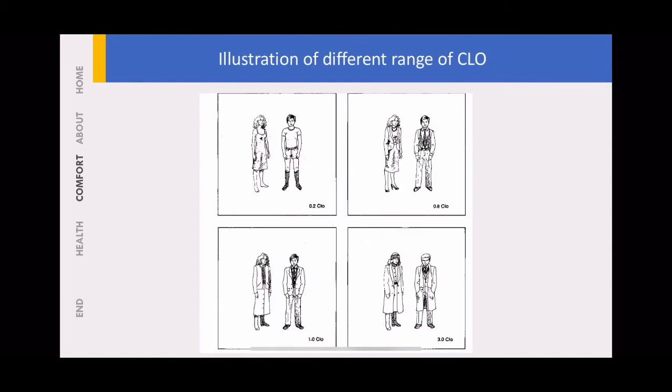Okay, so the next slide is showing some kinds of clothing. This one is very slim clothing. It is labeled 0.2 CLO. Office attire is 0.8 CLO. A thicker office attire will be 1 CLO, and very thick clothing will be like this, 3.